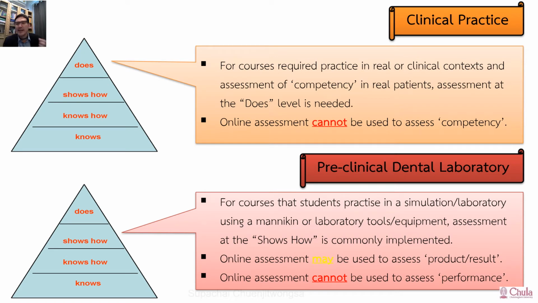Now we look in detail at clinical practice. Normally clinical practice focuses on practice in the real situation with a real patient, so we assess competency of students. So it is not possible to use online assessment. For preclinical dental labs like operative lab, prosthodontics lab, and perio lab, students practice in simulation or in the laboratory, and the assessment focuses at the shows how level. Online assessment may be possible to assess products, as I mentioned earlier about the five steps clinical teaching model. It is possible to assess products, but not at the moment to assess performance. So keep in mind that for preclinical dental labs, online assessment is okay for the products.